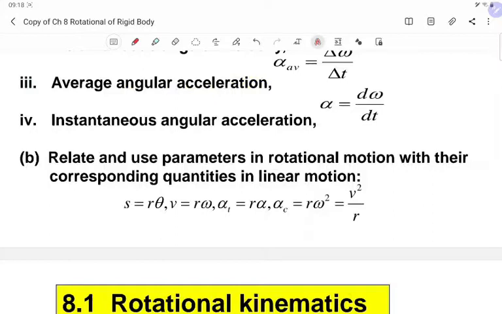And then the learning objective B, relate and use parameters in rotational motion with their corresponding quantities in linear motion. Okay, so you have seen s equals r theta, v equals r omega, and there are a few more, which is tangential acceleration, angular acceleration, and then centripetal acceleration.